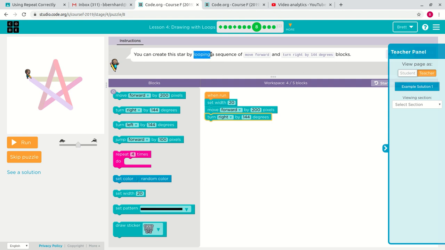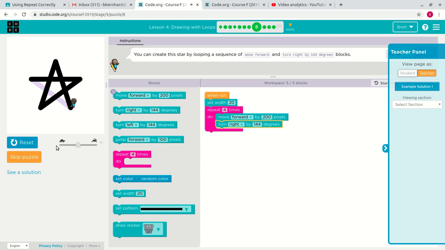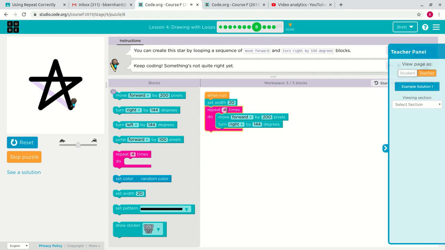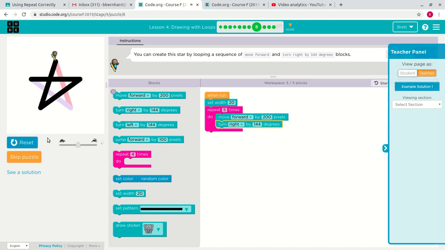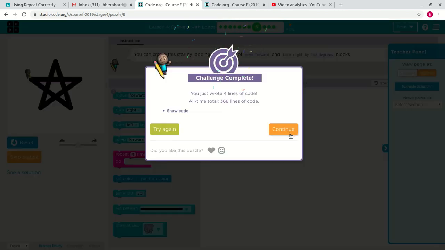So the key word here is looping. Looping means you're going to use a repeat. So move forward and turn. They're telling you exactly what to do. And this is where reading the instructions really carefully can help you. Create this star by looping a sequence of move forward and turn right. So that means I'm going to put repeat around move forward and turn right. And look at that. I just need to make sure I have the right amount of repeats here. Looks like I'm 1 short. So I'm going to change that to 5. And there you have it.